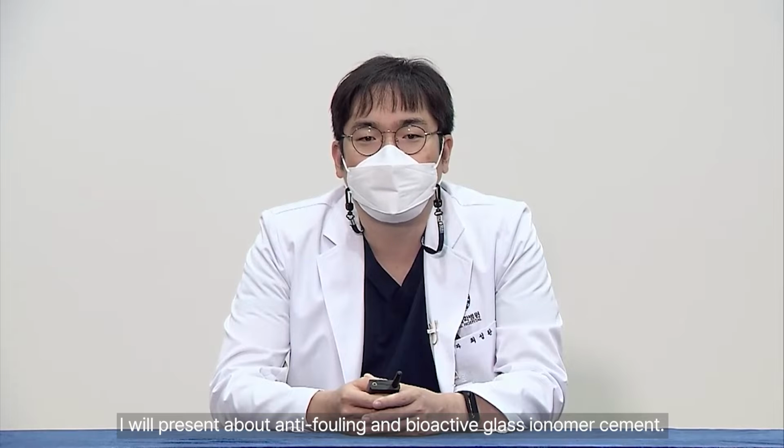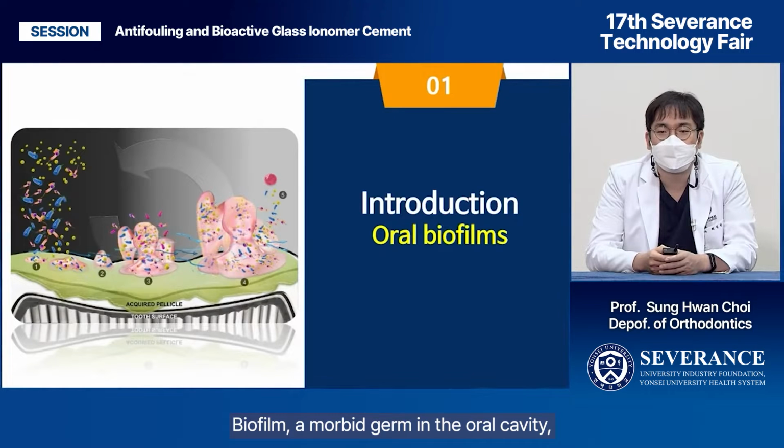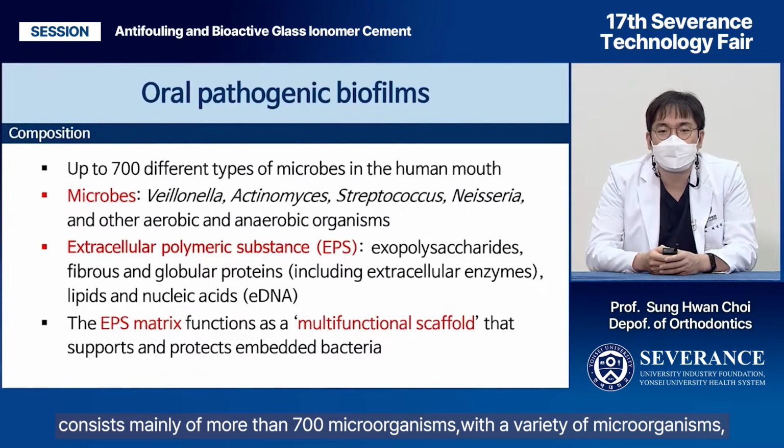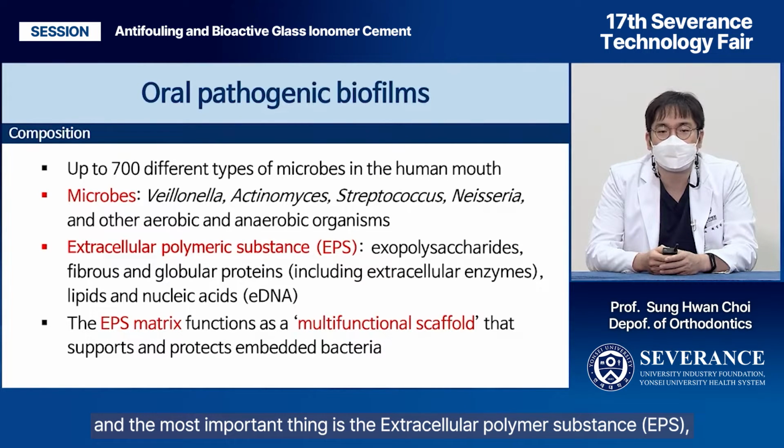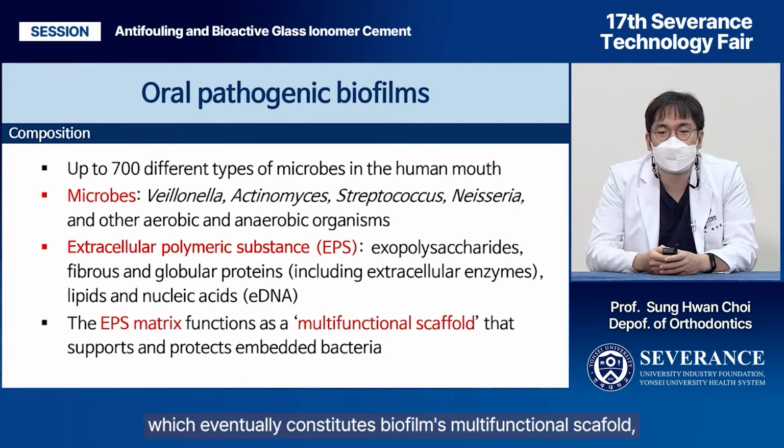I will present about antifouling and bioactive glass ionomer cement. Biofilm, a morbid germ in the oral cavity, consists mainly of more than 700 microorganisms, with a variety of microorganisms. And the most important thing is the extracellular polymer substance, which eventually constitutes biofilm's multifunctional scaffold, which makes it difficult for dentists to try to prevent tooth decay.